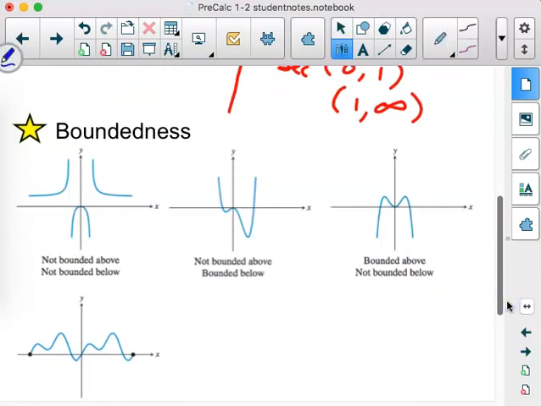Feel okay with those? Looked like you were ahead of me when you were writing them down. Everything's good? Okay. So we need lots of arrows here.